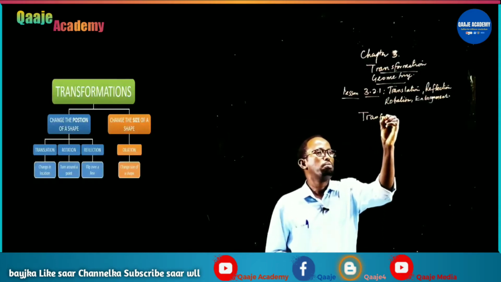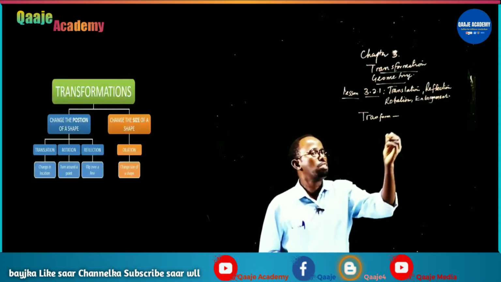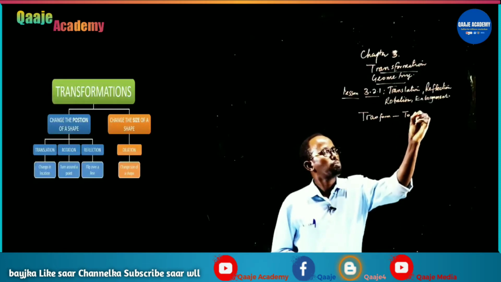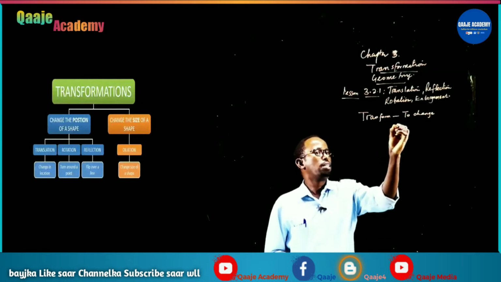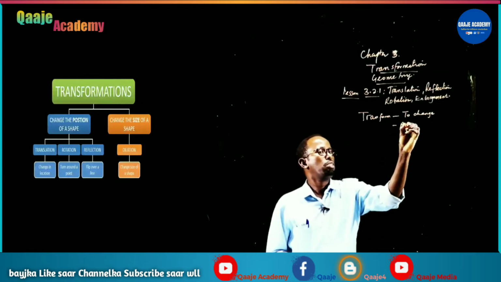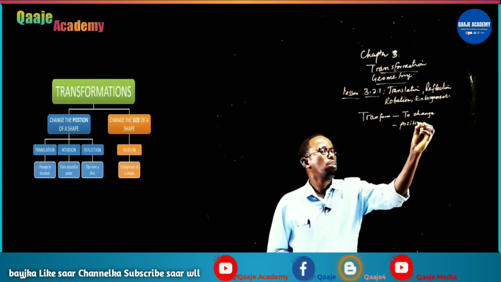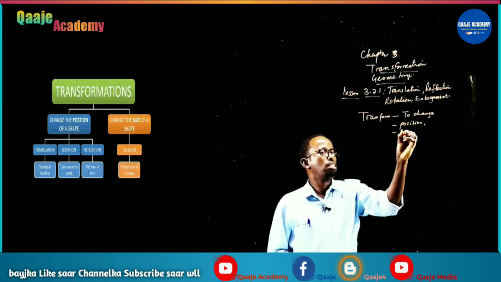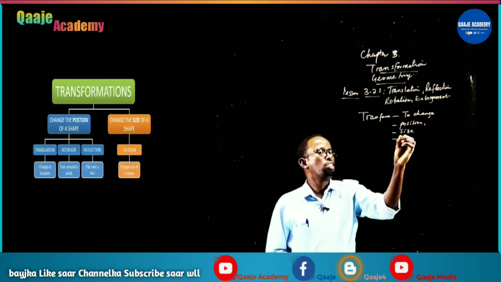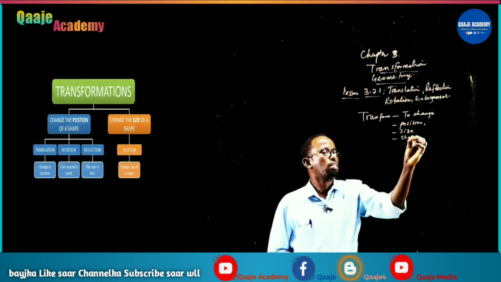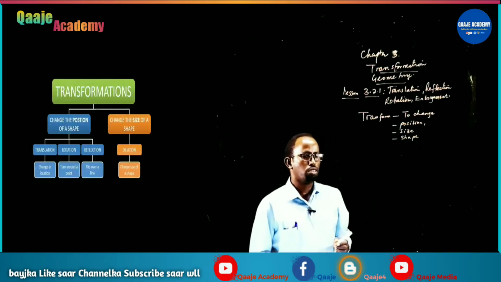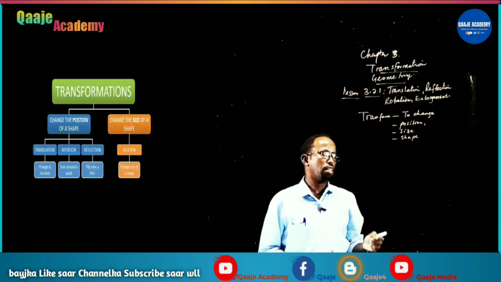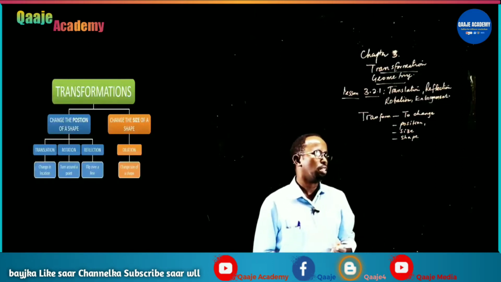So transform means to change. Now we change either the position, or the size, or the shape of an object. The first shape before the transformation is known as the object. After the transformation it is known as the image.